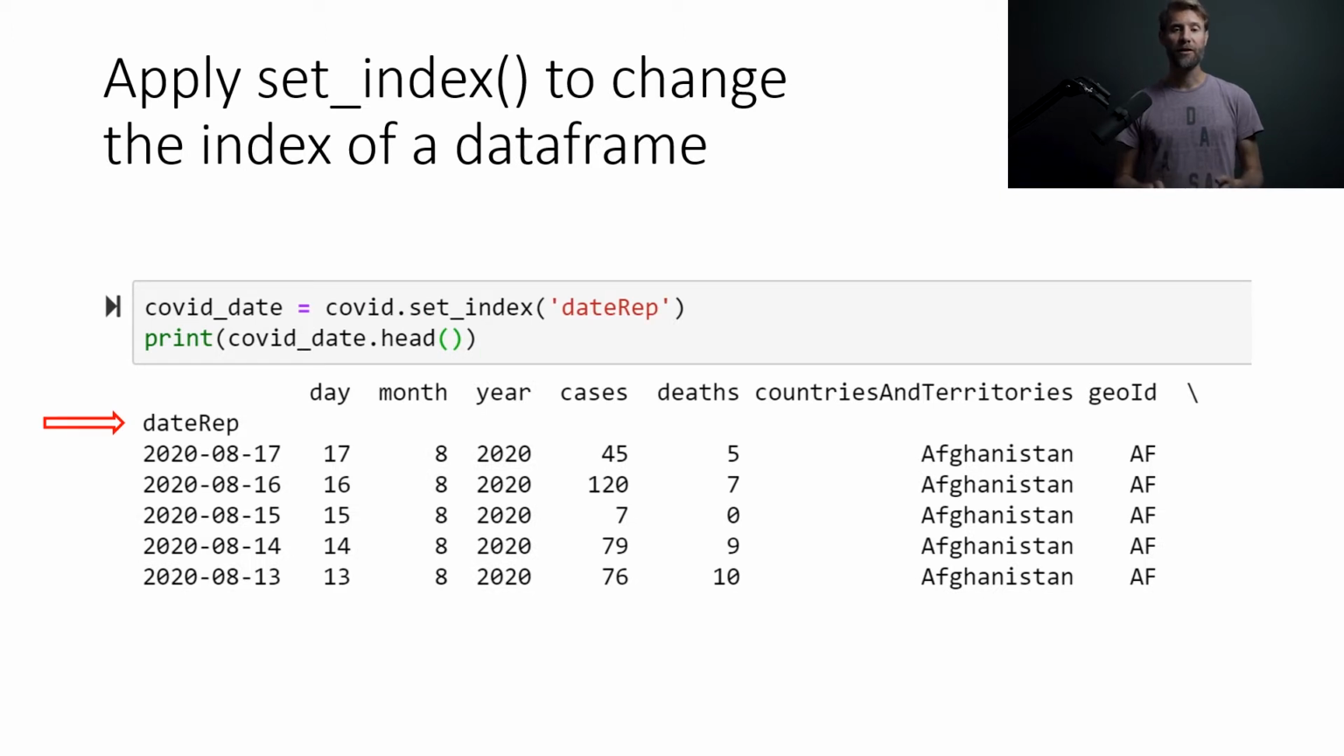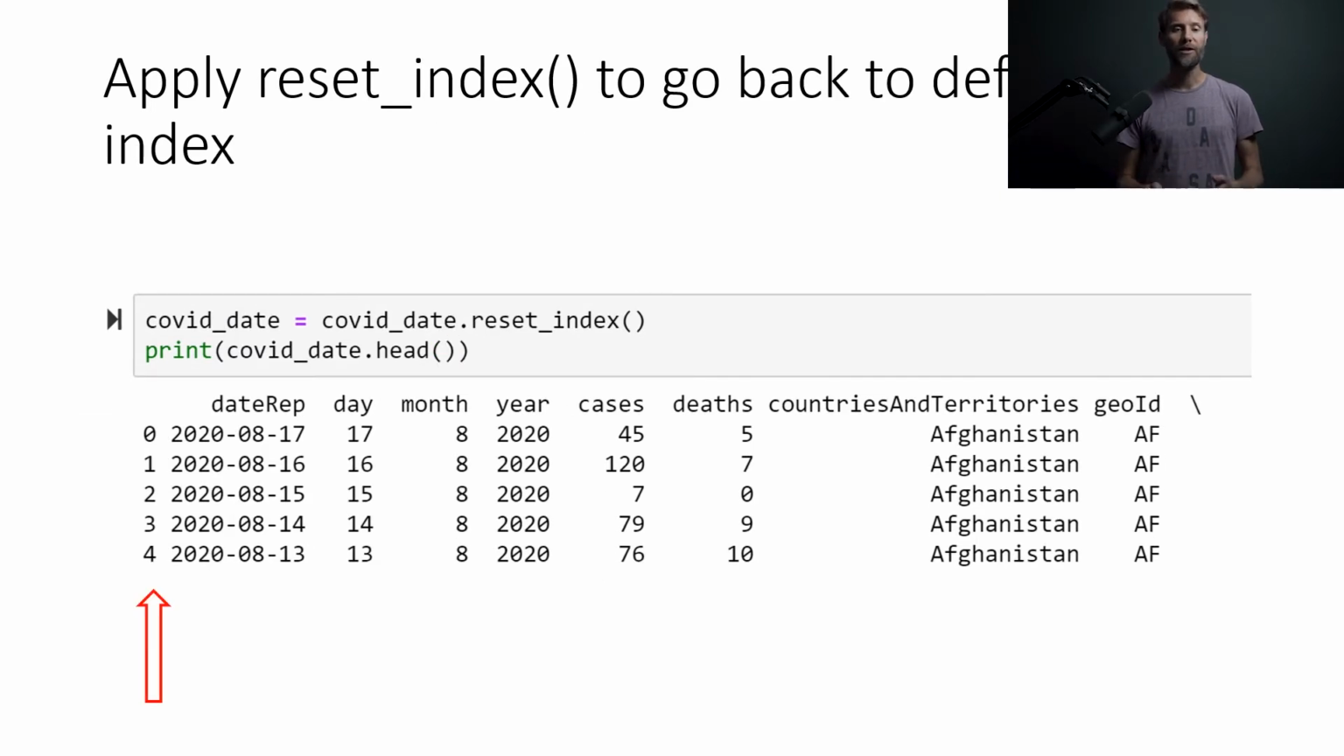The setIndex function allows us to change the default index to any other column in the data frame. In this example, the date rep column is set as the index. You can identify an index column from the fact that the column header is displayed one row below the other column headers. By applying the resetIndex function, the index of the data frame returns to its default settings.